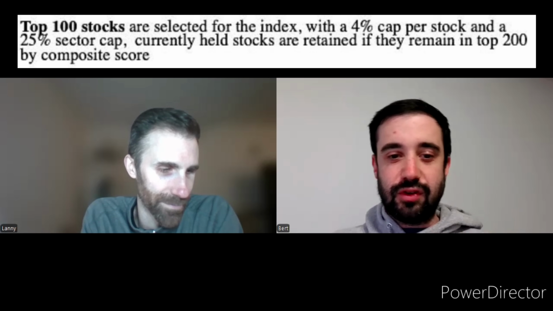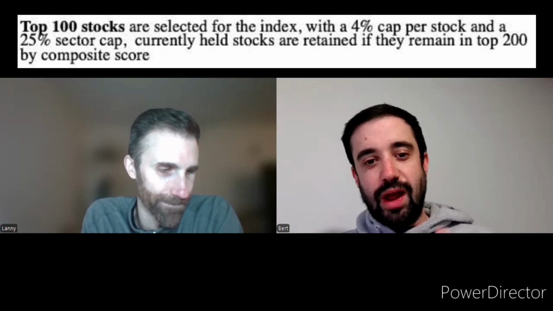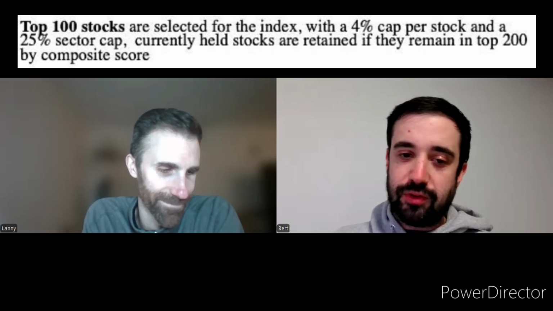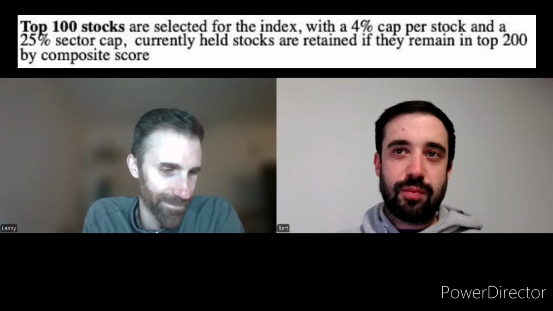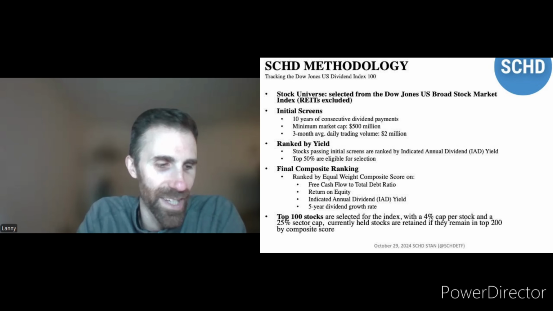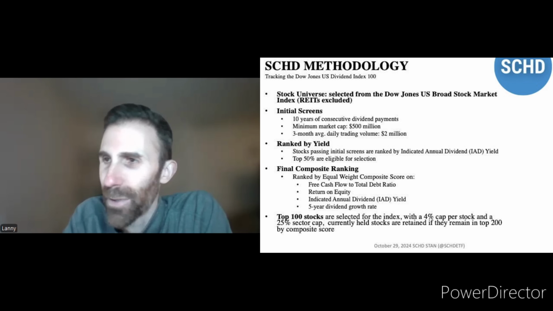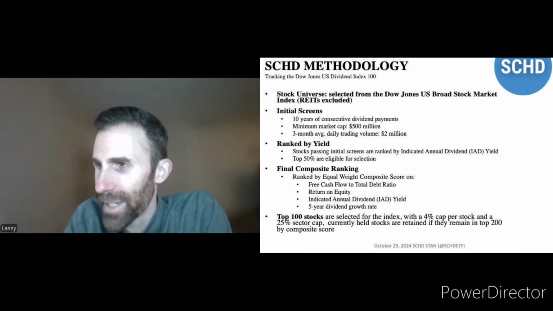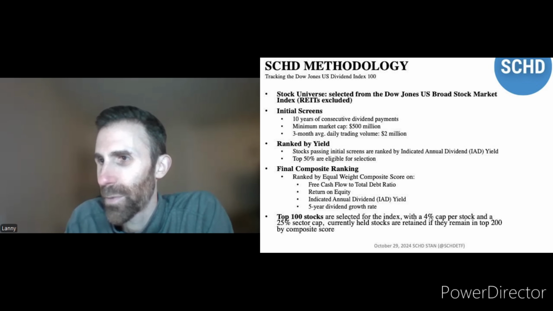But wait, there's more. You pick 100 stocks from the index. You can't be overweighted in any individual stock or any individual sector. At the time of the weighting, no stock can exceed 4% of SCHD's holdings, with a 25% sector cap. That's the methodology, everybody. Pretty interesting, considering a certain industry right now is very heavy.